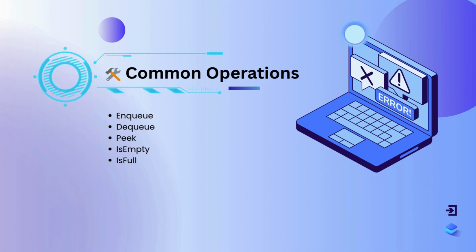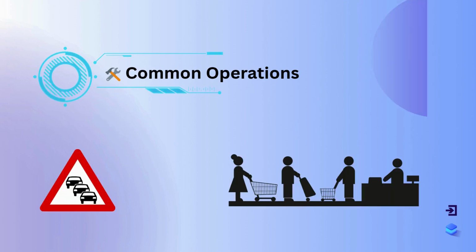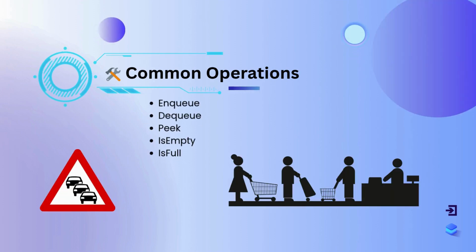Then we have peek. This simply looks at the item at the front of the queue without removing it. It's useful if you want to see what's next without modifying the queue. IsEmpty checks whether the queue has no items left. If the front has passed the rear, that means the queue is empty.